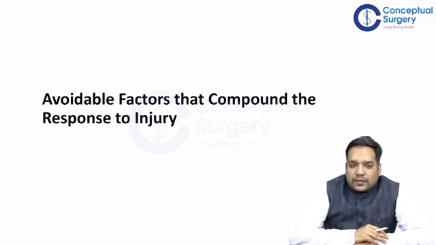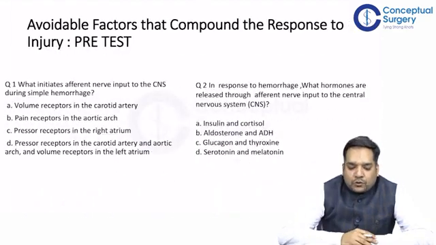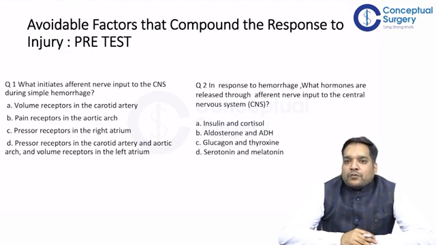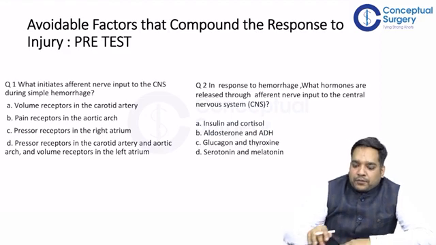So now we're going to discuss avoidable factors that compound the response to injury. So guys, here is the pre-test for this topic. Question number 1, what initiates the afferent nerve input to the CNS during simple hemorrhage? Volume receptors in the carotid artery, pain receptors in the aortic arch, pressure receptors in the right atrium, pressure receptors in the carotid artery and the aortic arch, and volume receptors in the left atrium. Question number 2, in response to hemorrhage, what hormones are released through the efferent nerve input from the central nervous system? Insulin and cortisol, aldosterone and ADH, glucagon and thyroxine, and serotonin and melatonin.